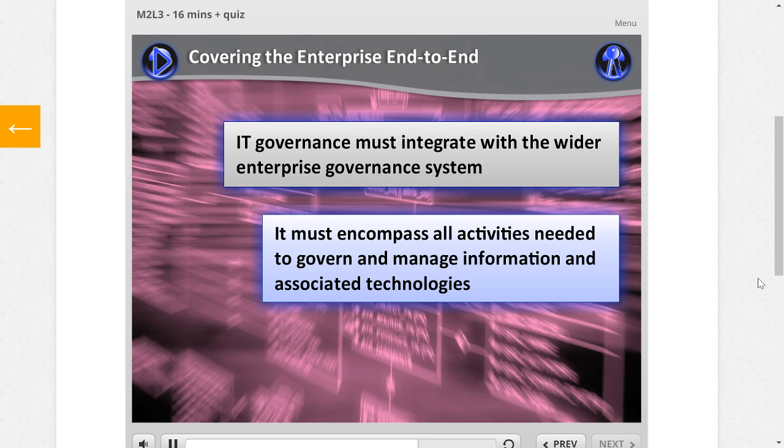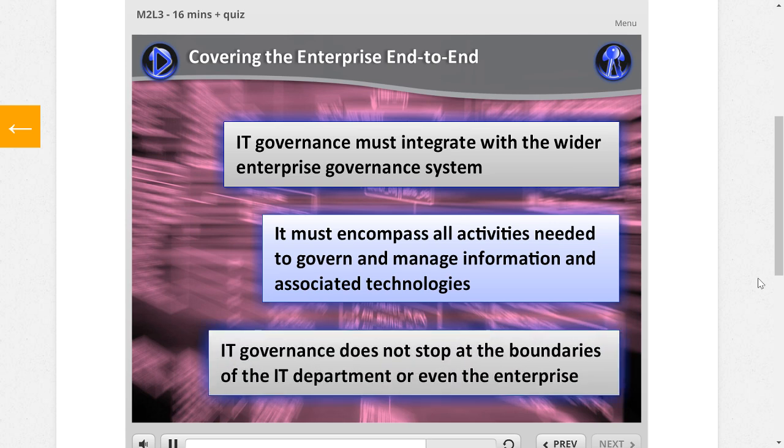Finally, the principle means that governance does not stop at the boundaries of the enterprise. The enterprise supplies, receives, shares, and exchanges information with other enterprises. It uses external IT services and provides IT services to other enterprises. And of course, stakeholders may be internal or external.